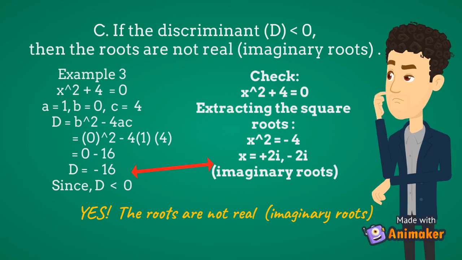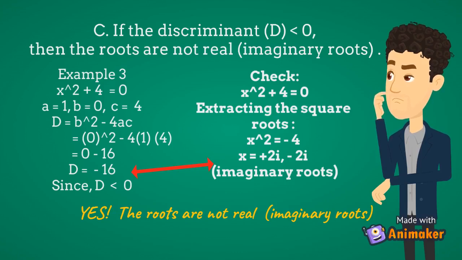C. If the discriminant d is less than 0, then the roots are not real, or imaginary roots. Example 3. x squared plus 4 equals 0. a equals 1, b equals 0, c equals 4. Using the formula of the discriminant, d equals b squared minus 4ac equals 0 squared minus 4 times 1 times 4 equals 0 minus 16. d equals -16.